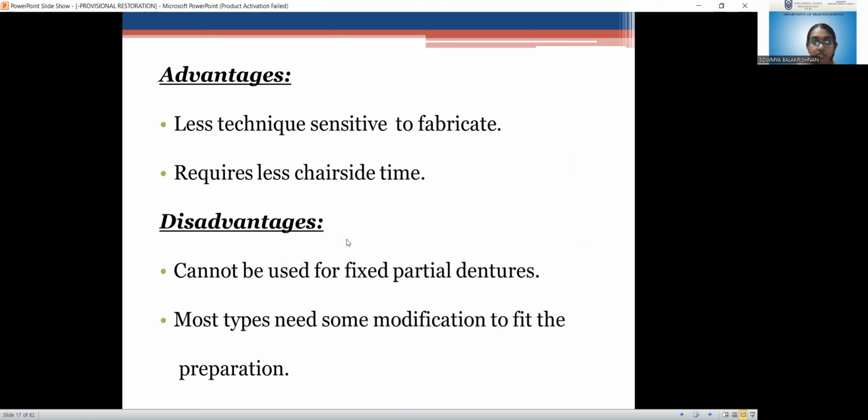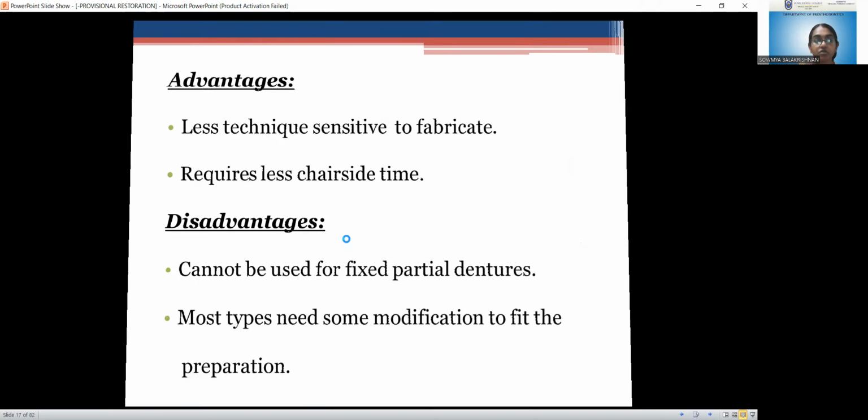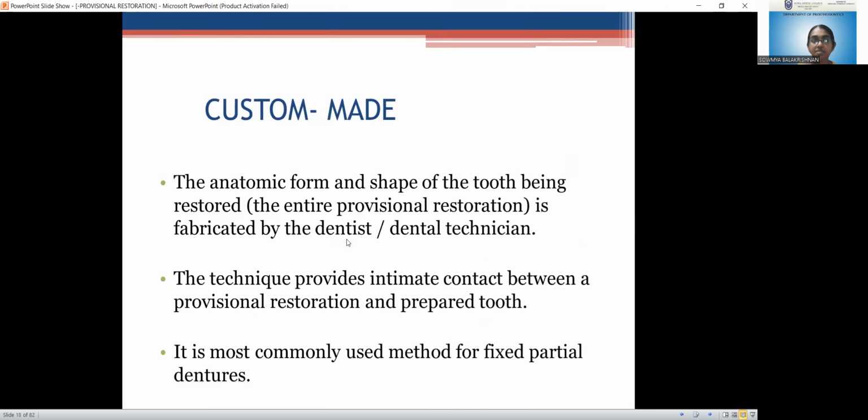Disadvantage means it cannot be used for FPD, and most of the time modifications are needed to fit the prepared tooth. The next type is custom made, that means the anatomic form and shape of the tooth being restored is fabricated by the dentist or the dental technician.